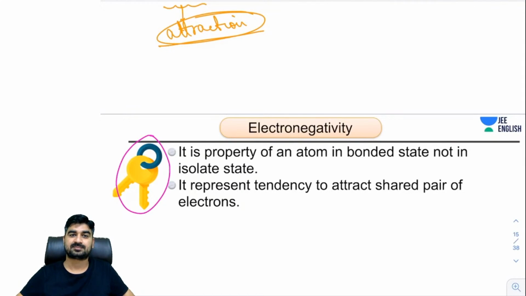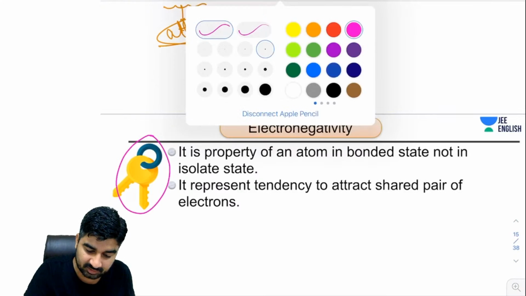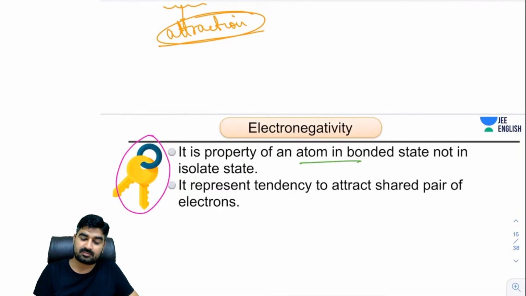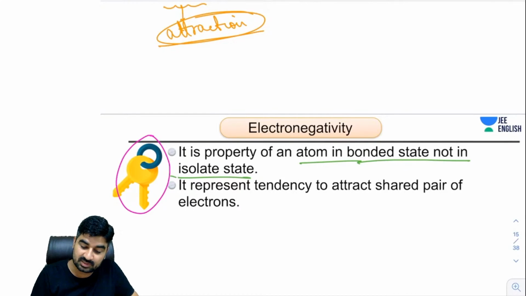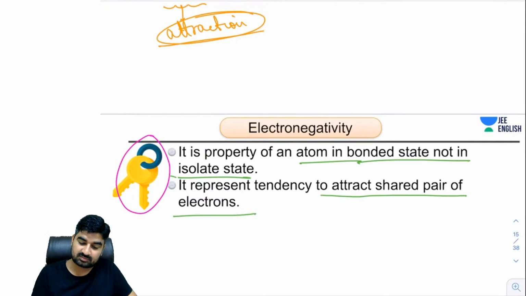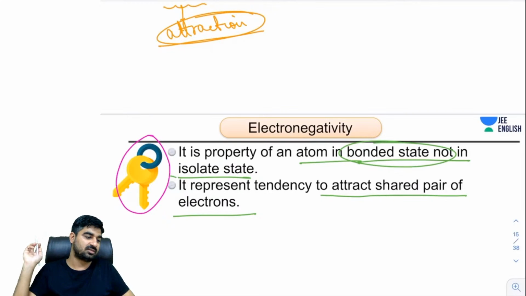So what is electronegativity? It is a property of an atom in bonded state, not in isolated state. I just discussed this point. It is a property in bonded state because of the shared pair. So where will the shared pair of electron come? Shared pair of electron will come only when bonding takes place. I hope you got my point. Now again it represents tendency to attract shared pair of electron. So it is shared pair and it is always in bonded state. Whenever we talk about electronegativity, it should be in bonded state.